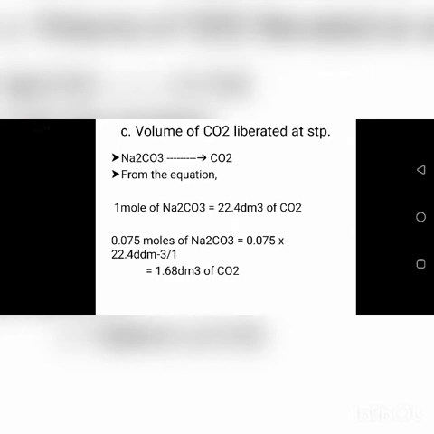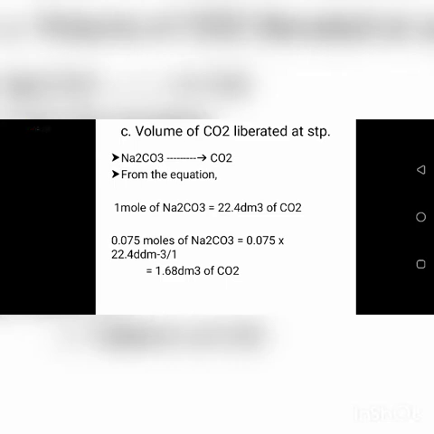Last one, you have to calculate the volume of carbon(IV) oxide liberated at STP. You go back to the reaction. Sodium carbonate gives us carbon(IV) oxide at the product side. From the equation, 1 mole of sodium carbonate is equal to 22.4 dm³ of carbon(IV) oxide. You remember that 1 mole of any gas will produce 22.4 dm³ of the gas at STP.